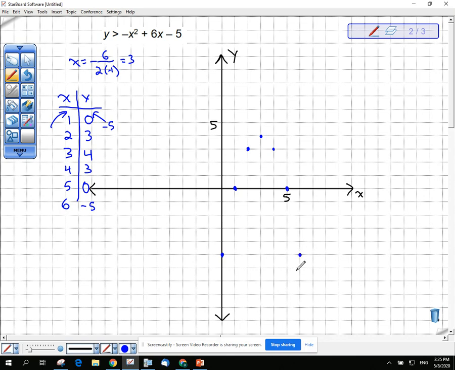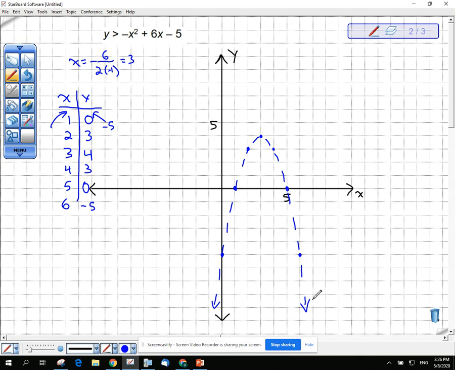Now your next thing to do would be to draw in the curve, but let's remember back to chapter 7. Since this is greater than and not greater than or equal to, we should do a dashed curve, just like we did in chapter 7. That still applies. The dash basically says don't include the curve as part of the solution set. So there's your dashed line.